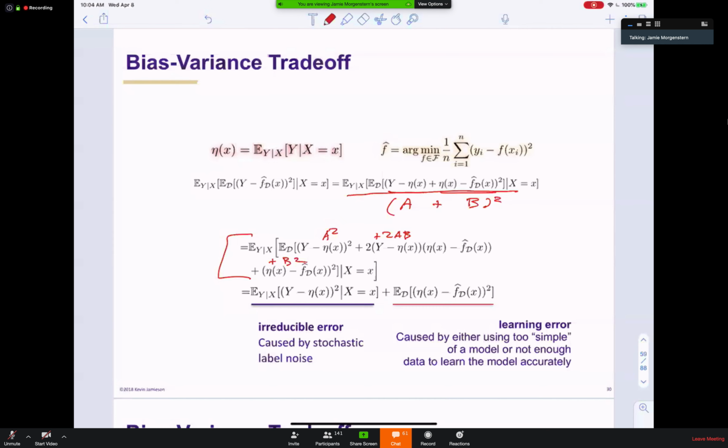And the reason we're going to do that is it's going to give us a nice interpretation of how we can interpret the error that our estimator f hat D is making on average, okay? So what is this thing, right? We have the expectation of y given x, the expectation of D of y minus the expected f hat of x, squared, given x equals x.